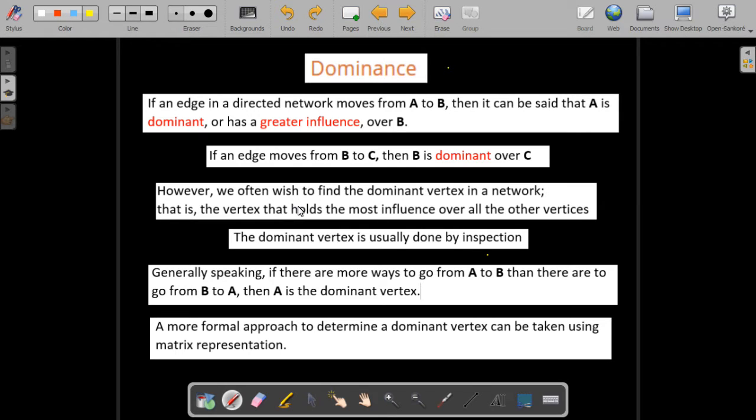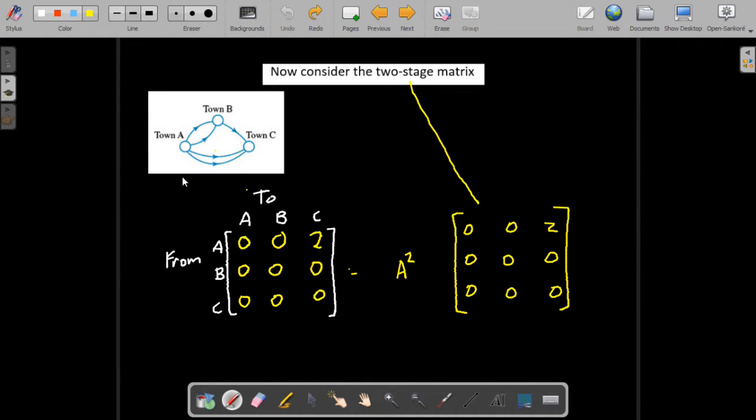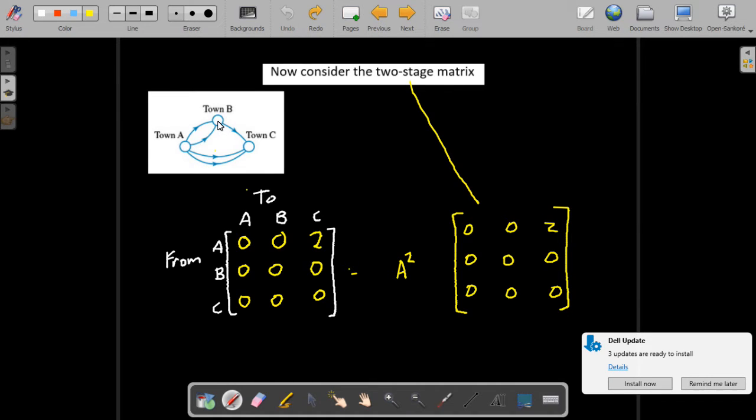Sometimes we want to find out what the most dominant vertex in a network is. What vertex holds the most influence over all the other vertices? The dominant vertex is usually found by inspection. If we go back over here, which town has the most influence over the others? It looks like town A because we're going from A to B, and there's two different possible ways. So in this case, A is dominant over B. It's also dominant over C because we're going from A to C, and there's two different possible ways. Overall, A is going to be the dominant vertex.